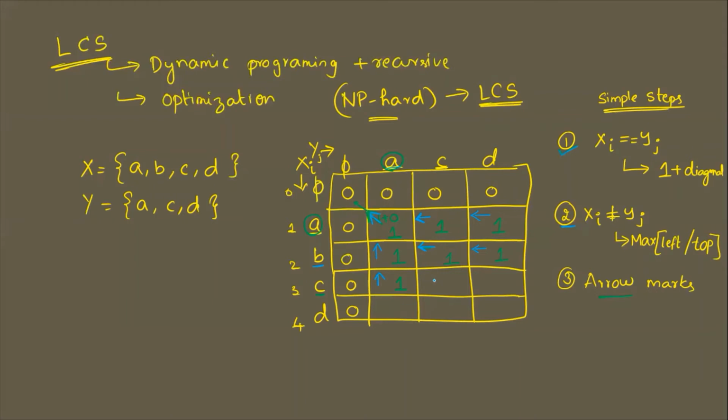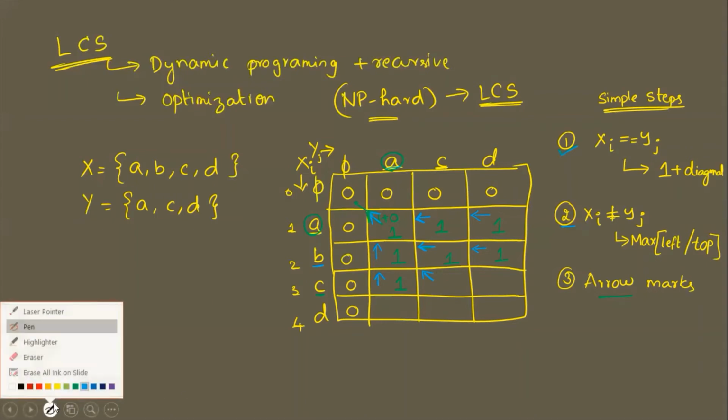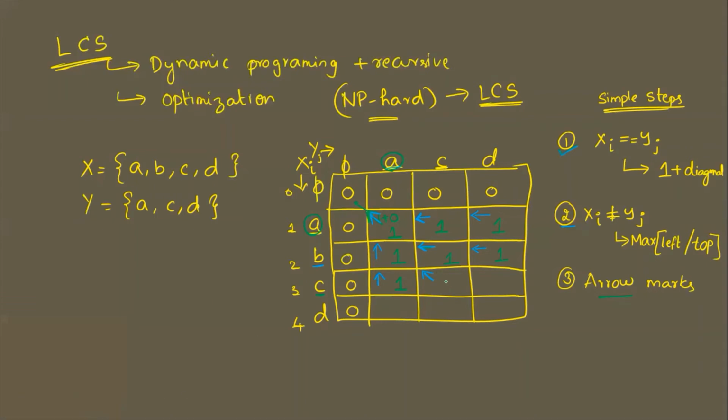You have to add 1 plus the diagonal value, 1 plus 1. What is that? 2. So the value is 1 plus the diagonal value. That's why I'm taking the diagonal arrow. I'm just placing it towards the diagonal cell. And what is the value now? 1 plus 1, it is 2. Very simple. Now C and D.